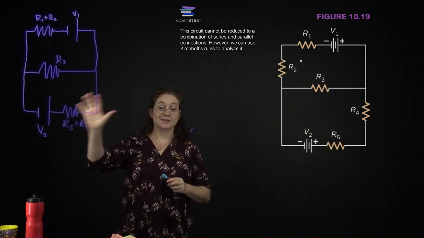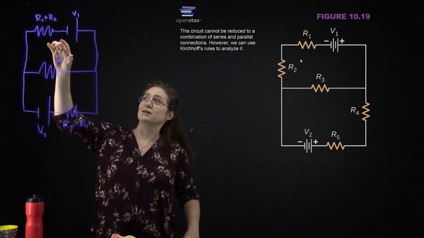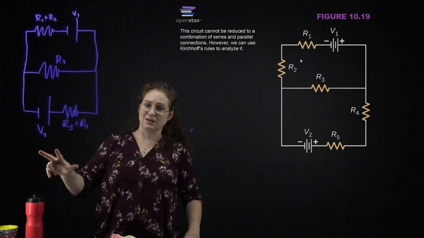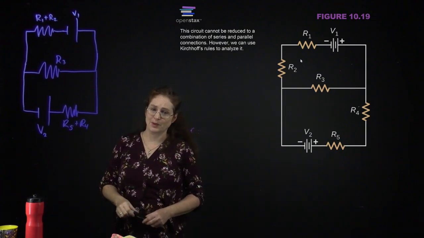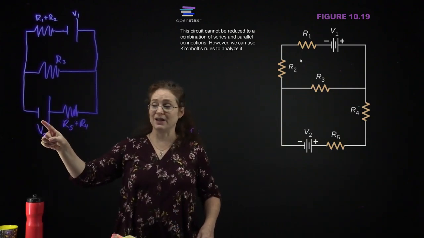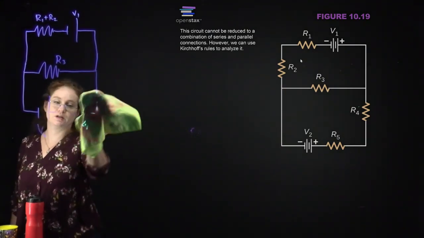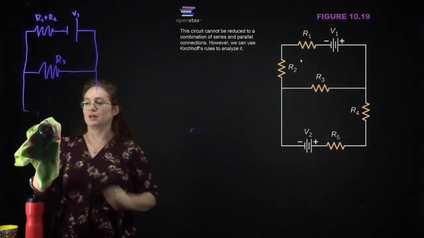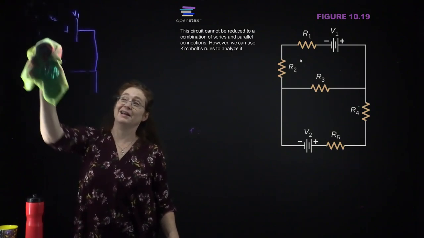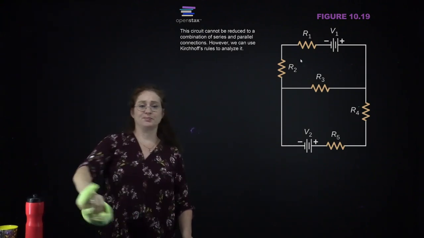So that's simpler, but the problem is that now we have a voltage source that is in series with a resistor, in parallel with a different resistor, and in series with a resistor and voltage pair. So we don't have rules for how we add this voltage to that. So we are going to introduce Kirchhoff's rules, which sound like they're fancy and special, but they really just amount to energy conservation and conservation of charge.